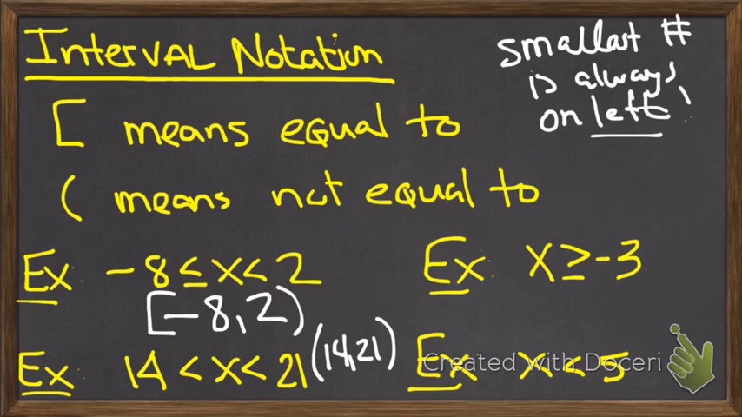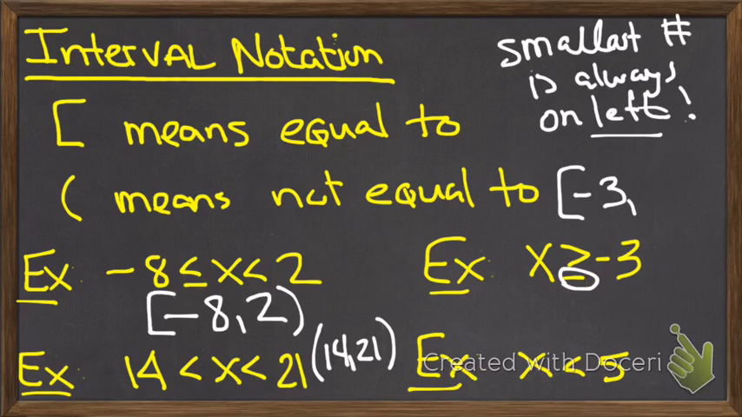When you do interval notation, your smallest number is always on the left. X is greater than or equal to negative 3. If we're greater than or equal to negative 3, what's the smallest number we're going to be? So negative 3 comes first. It's equal to, so do I put a bracket or a parenthesis?